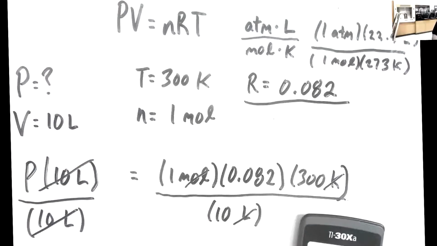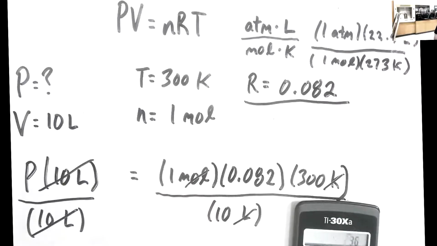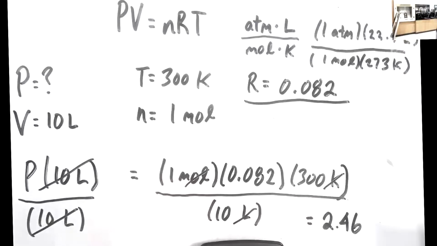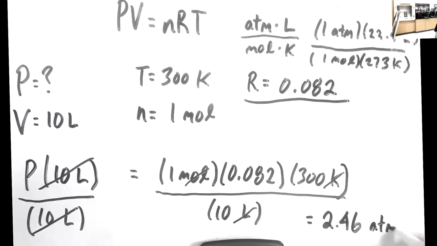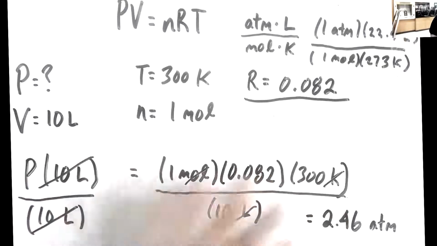This becomes an equation you can solve. Simply 1 times 0.082 times 300 divided by 10. And when we get done doing the math, the answer is 2.46. Now you may say, well, 2.46 what? Well, we're solving for pressure, and the pressure is always in the unit of the atmosphere. So this is 2.46 atmospheres. You can pause the video right now just to write out the setup the way I've shared it with you.